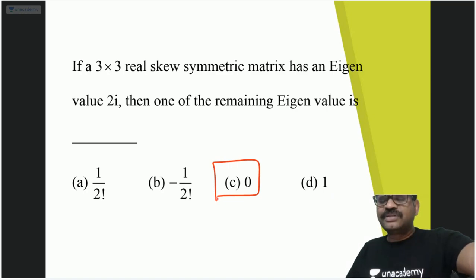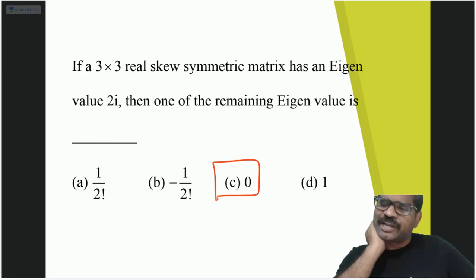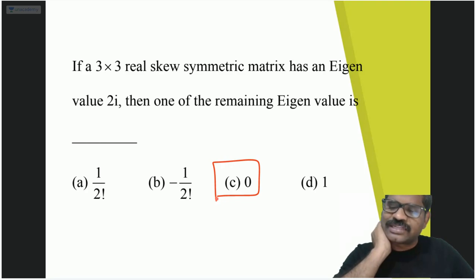Madhu? रियल स्क्यू सिमेट्रिक मैट्रिक्स के लिए कॉम्प्लेक्स आइगन वैल्यूज मिलेगा. व्हाट इज द प्रॉपर्टी? आइगन वैल्यूज ऑफ स्क्यू सिमेट्रिक मैट्रिक्स आर either 0 or purely imaginary. Either 0 or purely imaginary. Purely imaginary means complex eigenvalues are not. पहले प्रॉपर्टीज पढ़ो.